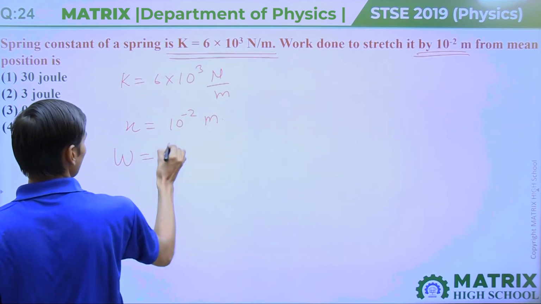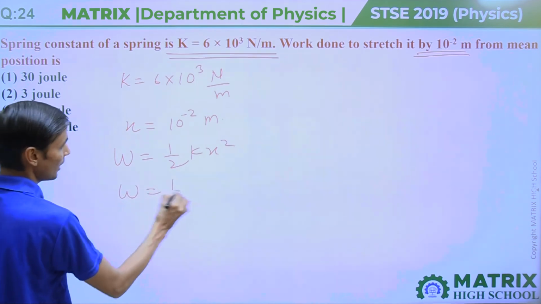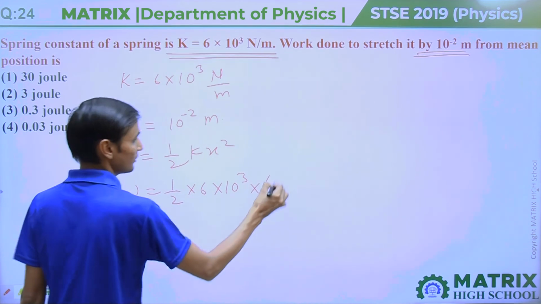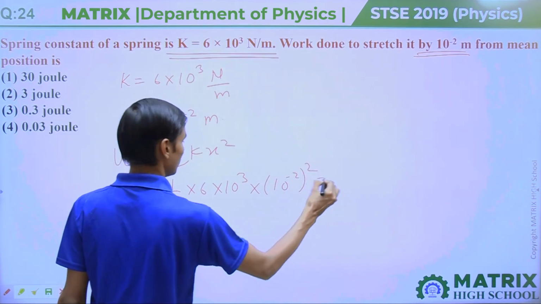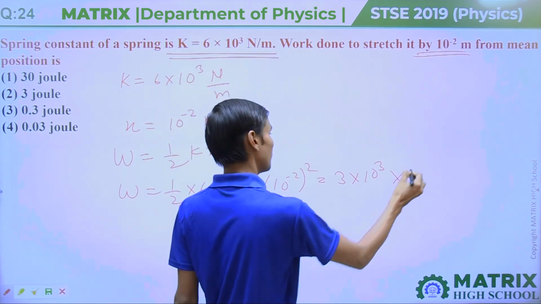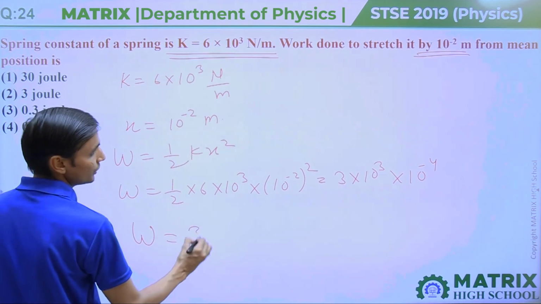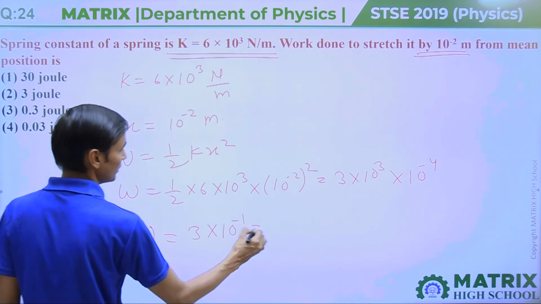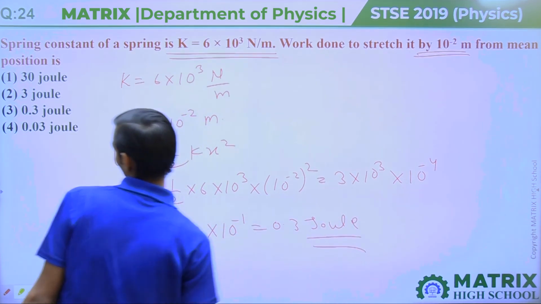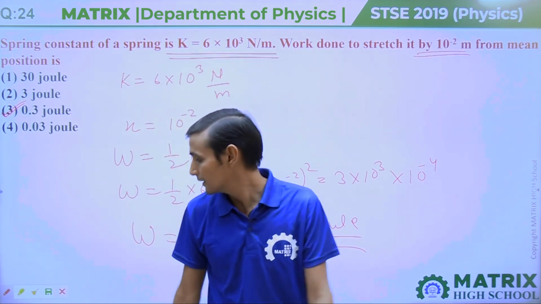Work done by a spring, we know, is half kx square. So work done is half into k, which is 6 into 10 raised to power 3, into x square, 10 raised to power minus 2 square. That will come 3 into 10 raised to power 3 multiplied by 10 raised to power minus 4. Then work done will come 3 into 10 raised to power minus 1, that means 0.3 joule. So your option third will be the correct answer.